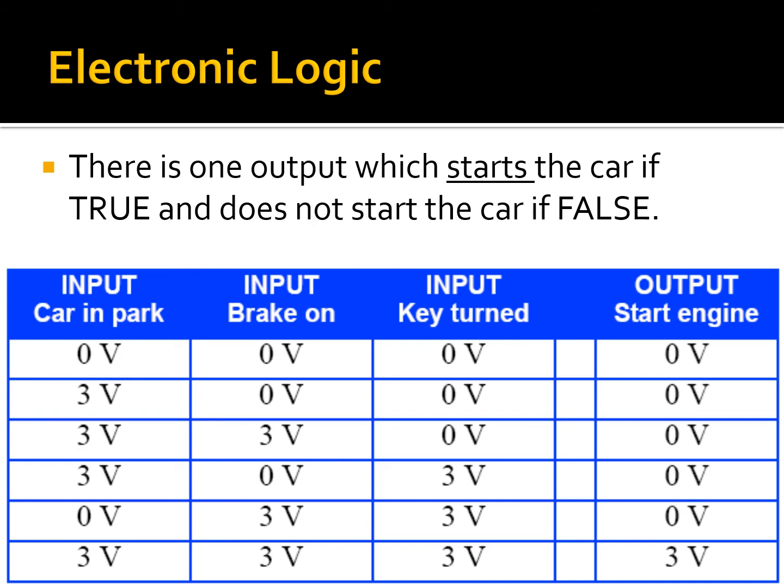So the car has to be in park, the brake has to be on, and the key has to be turned for this engine to start. So I will say that, as we'll see in the upcoming slides, is basically what's called an AND gate in digital logic. So all the inputs have to be true for the output to be true.